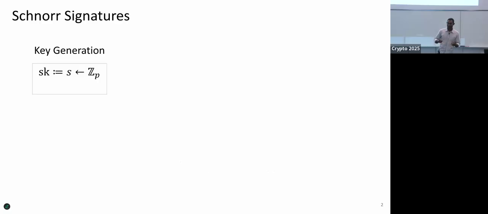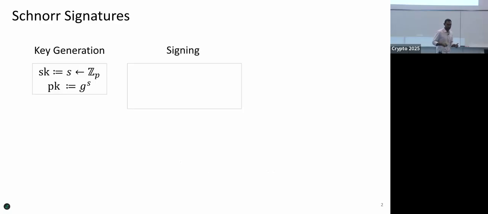So let's start with Schnorr signatures. A very classic signature scheme, where the key generation is as follows. The signer samples a random secret from a large field, which will be the secret key, and the public key is g raised to s for some generator g.